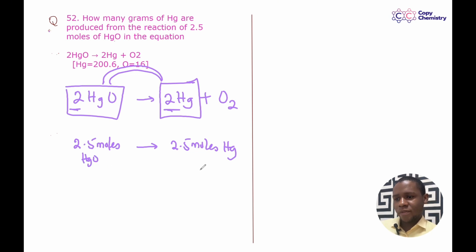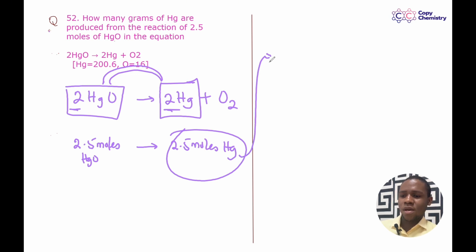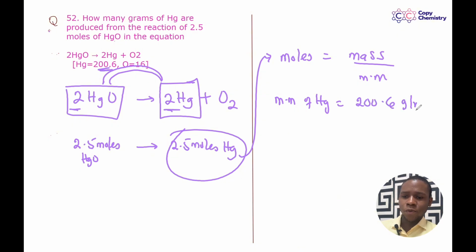Now, how many grams of Hg are produced? You just need to convert this 2.5 moles to grams, okay? So bring it here. Moles equals the mass in grams divided by the molar mass. So what is the molar mass of Hg? Is given here, 200.6 grams per mole. So that just means that the mass would be moles multiplied by the molar mass, right?